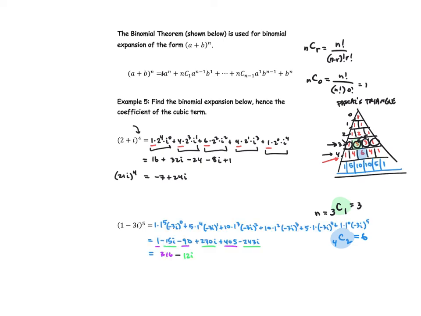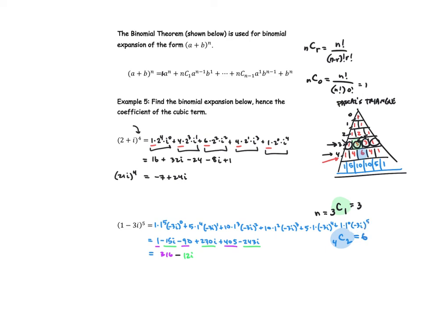All right, so check it out. I went to the fifth row of Pascal's triangle. Here are my coefficients, 1, 5, 10, 10, 5, 1. Descending powers on the 1 to the fifth, negative 3i to the 0, 1 to the fourth, negative 3i to the first, 1 to the third, negative 3i to the second, 1 to the second, negative 3i to the third, 1 to the first, negative 3i to the fourth, 1 to the 0, negative 3i to the fifth.